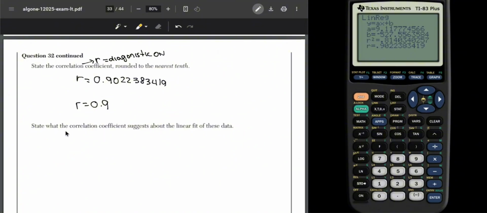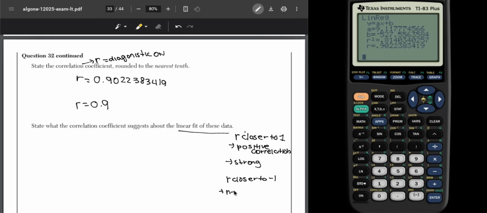Now, state what the correlation coefficient suggests about the linear fit of the data. So, if your R is closer to 1, you have a positive correlation. If it's really close to 1, you have a strong positive correlation. If your R is closer to negative 1, you have a negative correlation.